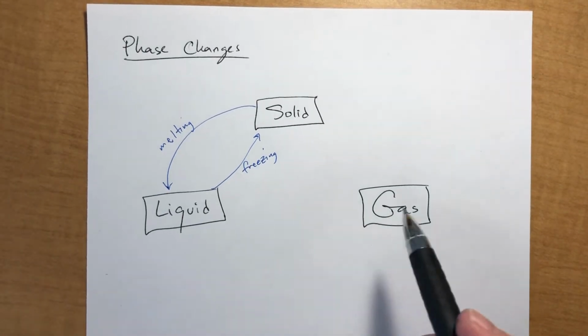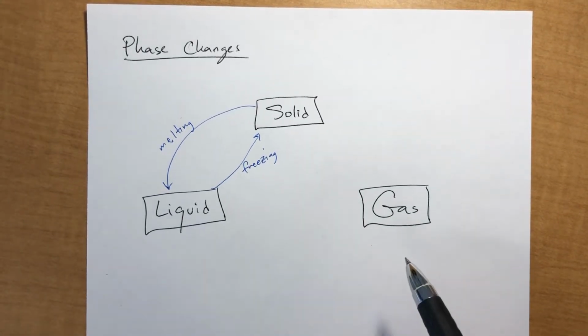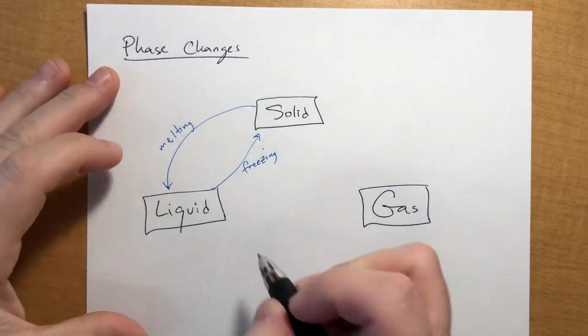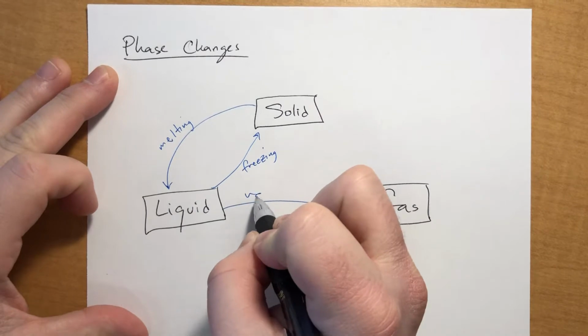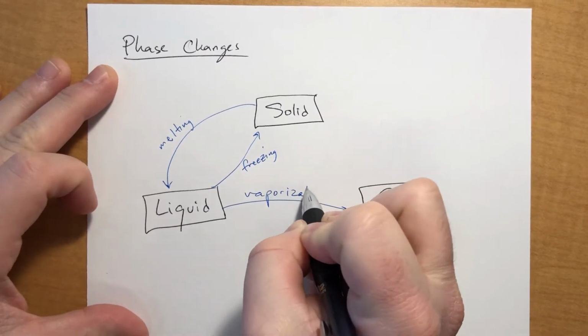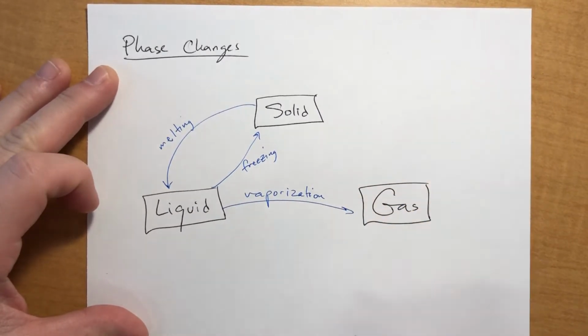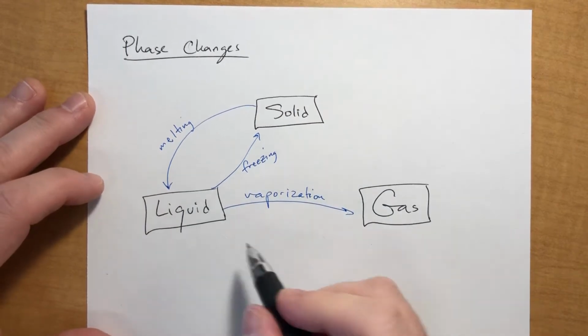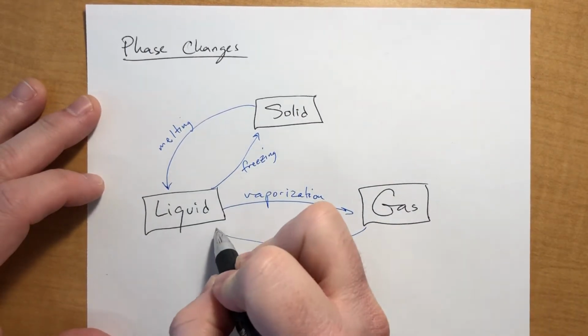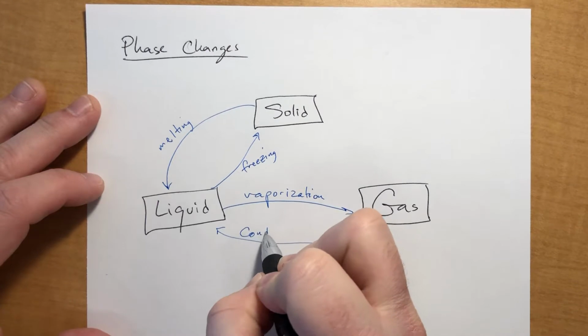Going from a liquid to a gas is sometimes called evaporation. In most chemistry textbooks, they call it vaporization. Same idea, same root word. Okay. The opposite, going from a gas to a liquid, if you take a gas and you cool it down and it becomes a liquid, that's condensation.